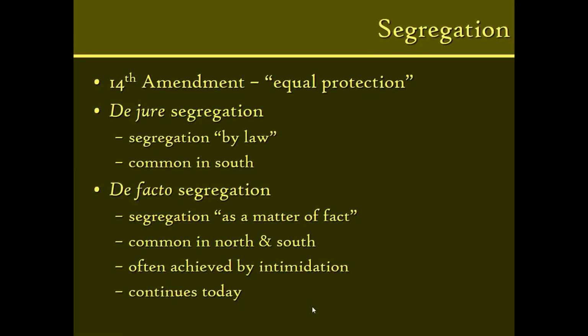The 14th Amendment granted equal protection. And there are two things that end up happening here. De jure segregation is segregation by law, which was very common in the South. And then de facto segregation, which is segregation as a matter of fact. That was more common in the North, and in places in the South as well. It's usually achieved by intimidation, and we could certainly say that in some parts of the country it still continues today.